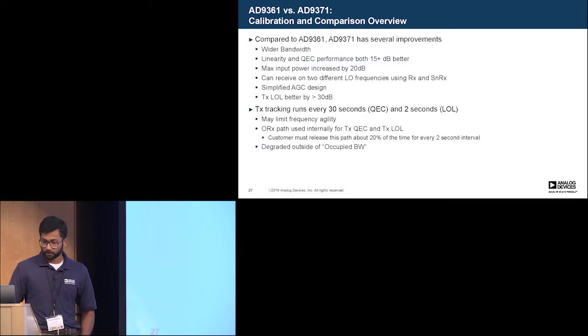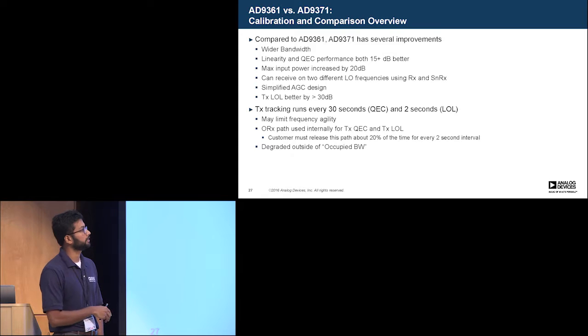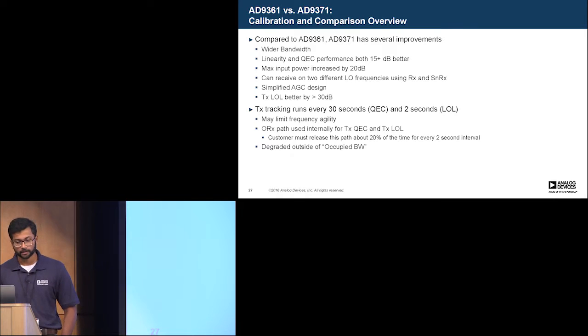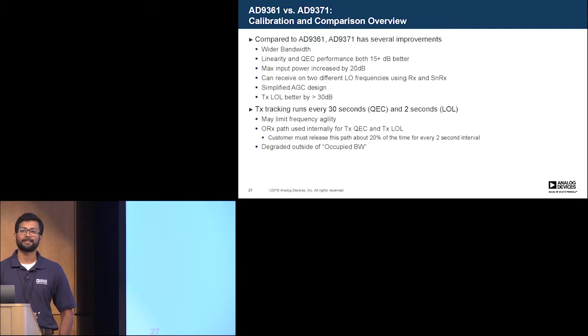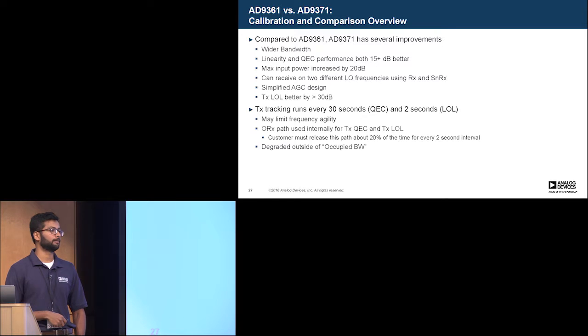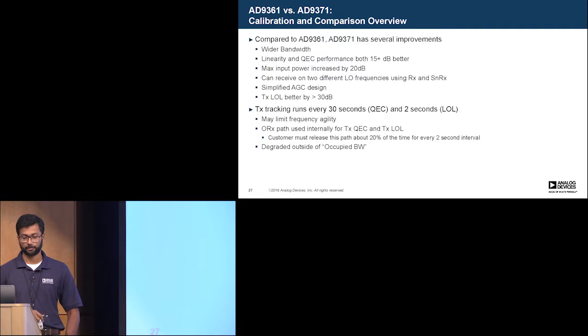So a quick overview of the calibration changes that have happened over the transition from the 6.1 to the 7.1. Clearly, the QEC performance has increased. You have a wider bandwidth that you can play around with. You can receive on the RX or the sniffer, even on the ORX, but with some caveats there. We have a simplified AGC design as opposed to the 9361, which was sometimes buggy. Some people have complained, but TX LO leakage is better by 30 dB. This is great because I'll speak to it in a future slide.